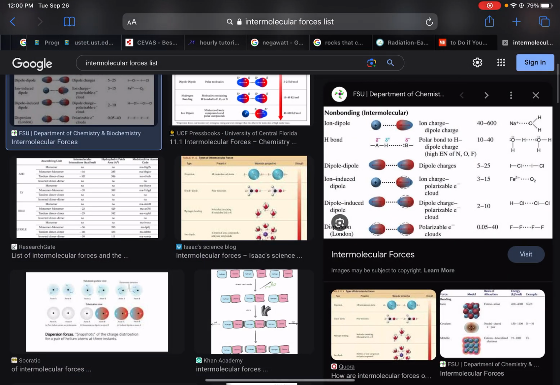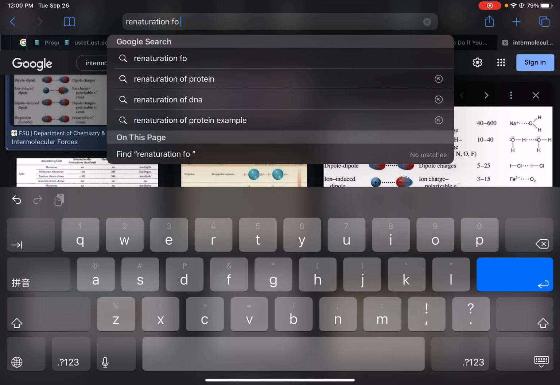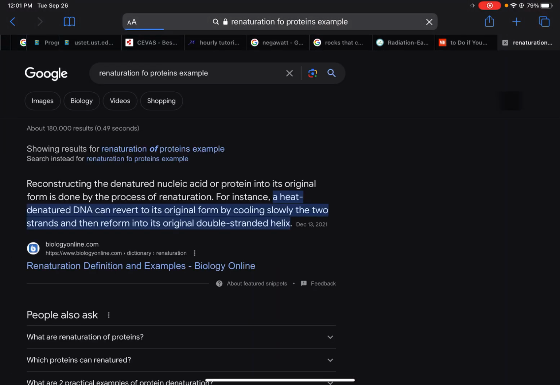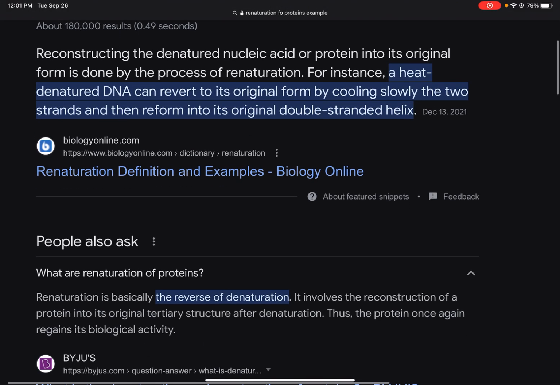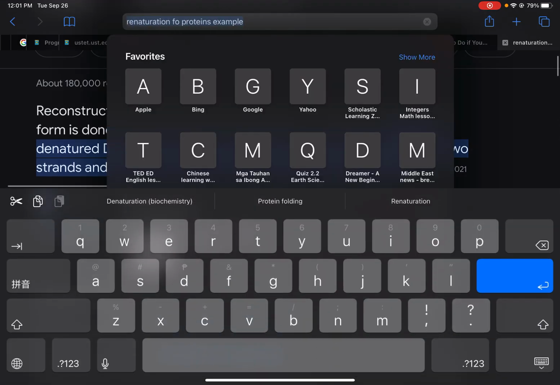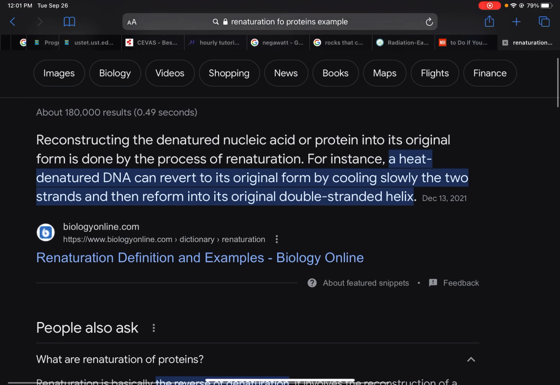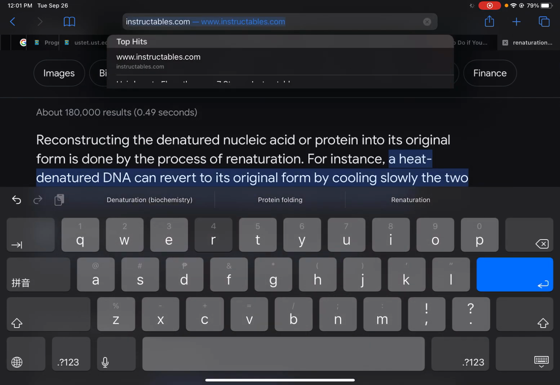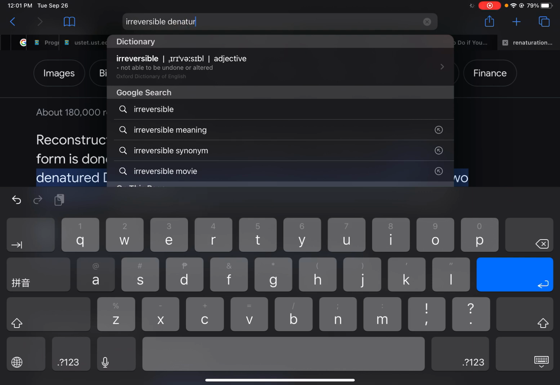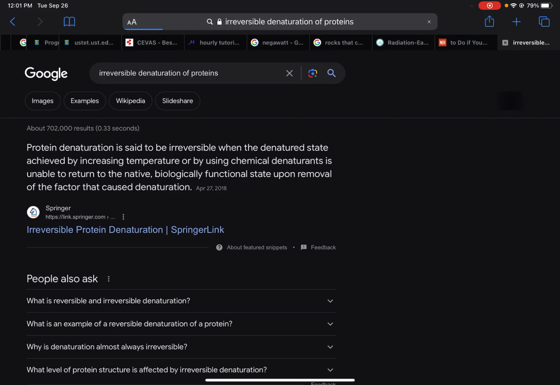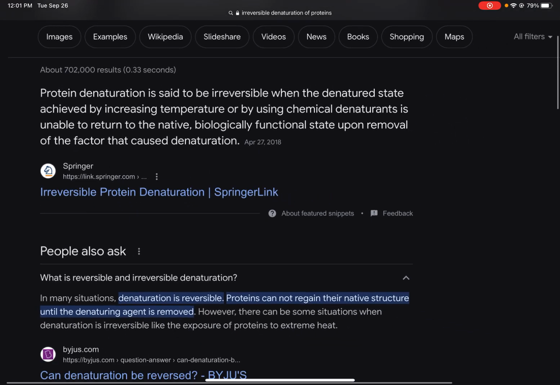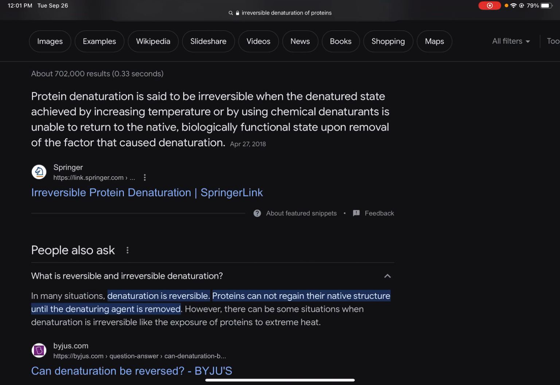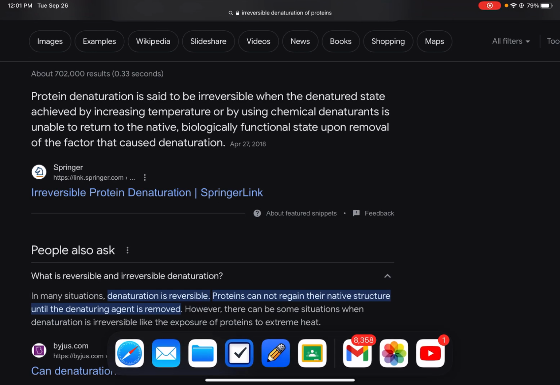So let's see. I think this supports my claim that eggs can no longer turn back to liquid once they are cooked or boiled, basically.